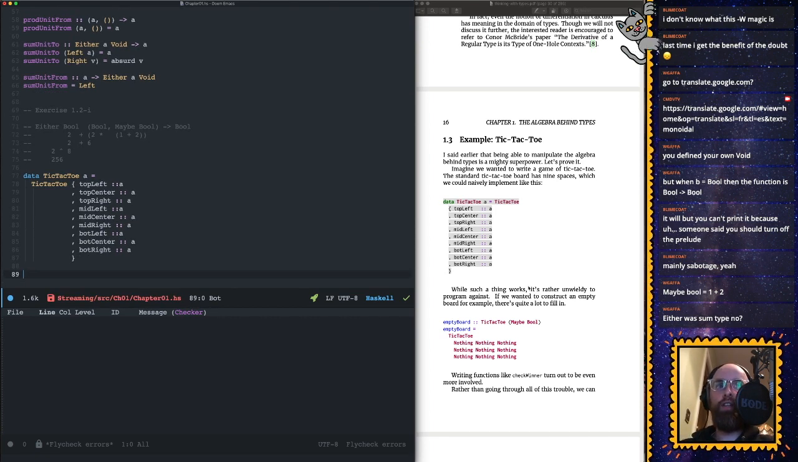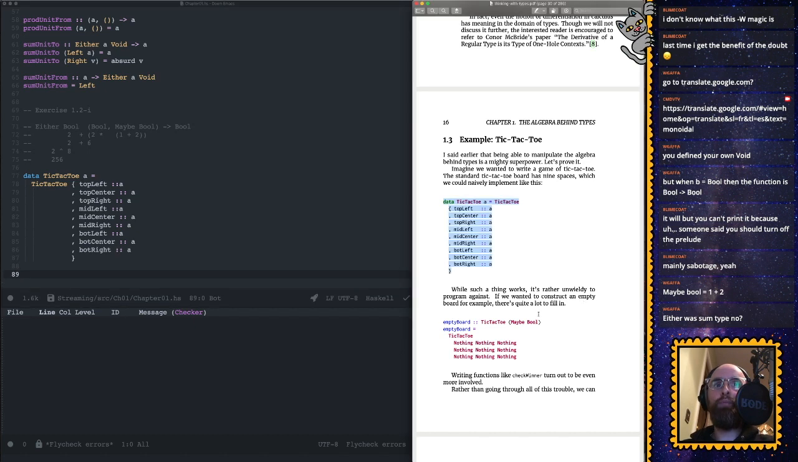While such things work, it's rather unwieldy to program against. If you wanted to construct an empty board, for example, there's quite a lot to fill in. Do we want to fill it in? Let's do it.